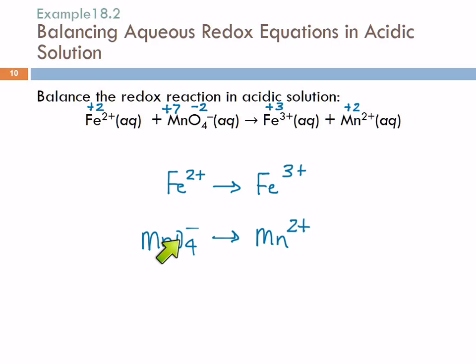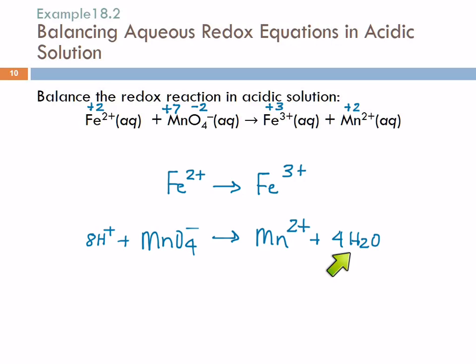So we've got 4 oxygens on the left side. That means I'm going to add 2 water molecules. No, 4 water molecules to the right side. So I can get 4 oxygens. Well, now that throws hydrogen in there, right? So we'll balance the hydrogen with H+, because this is acidic solution. So I have 8 hydrogens on the right side. That means I need 8 hydrogen ions on the left side.